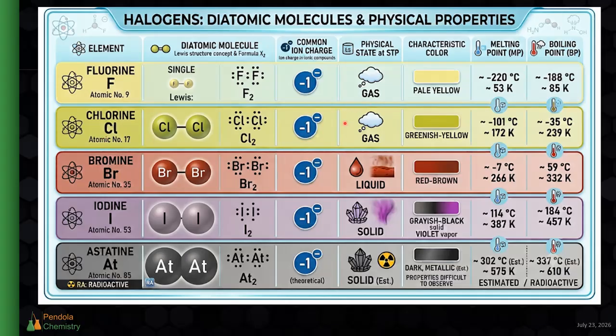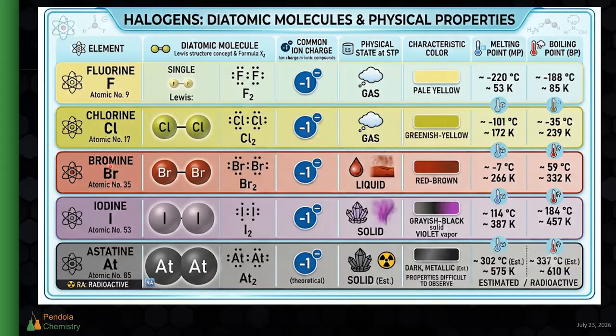Chlorine, also a gas at room temperature. But that gas is going to be a greenish yellow color instead of that pale yellow for fluorine. Again, these colors are really hard to see because they're pale, and so they do need a higher concentration of the gas for you to see them.